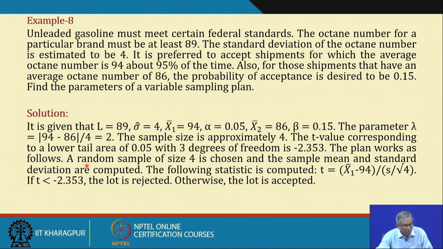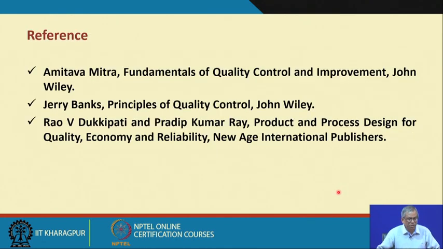The plan works as follows: a random sample of size 4 is chosen, and the sample mean and the standard deviation are computed. The following statistic is computed: t equals x bar minus 94, divided by s, the sample standard deviation, divided by root n. Here the sample size n equals 4. If t is less than minus 2.353, the lot is rejected, otherwise the lot is accepted. So, these are the 8 problems we have discussed in this session.